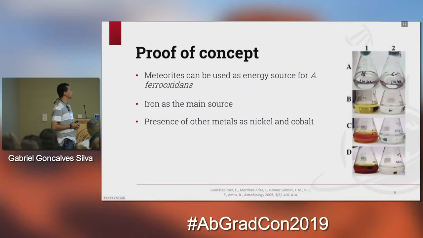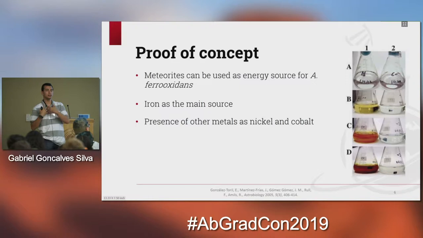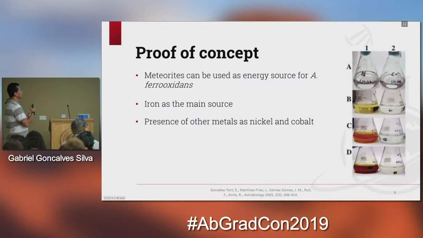And what we saw was that the iron in the meteorite was attacked by the acid, so we have the solubilization of the iron in the form of iron 2. But when we had the bacteria, it was capable of using this iron, oxidizing this iron, getting the energy, surviving and growing. So yes, bacteria can use iron from meteorites to survive. There are a little bit of sulfides here too, but the iron was the main source of energy.